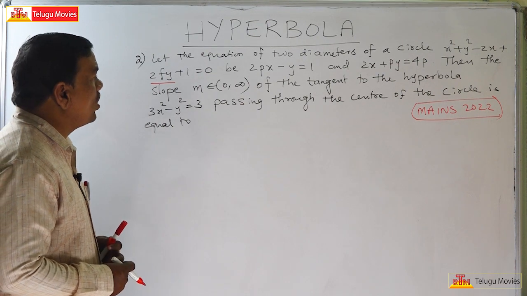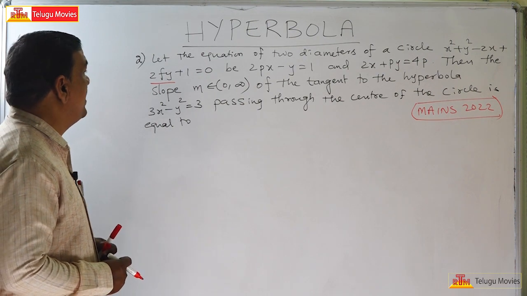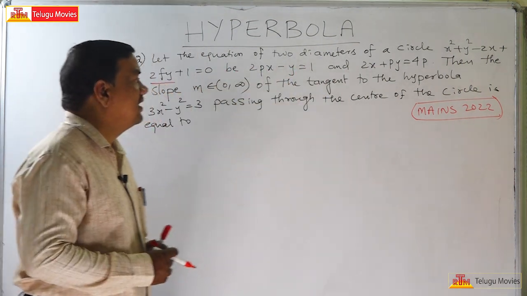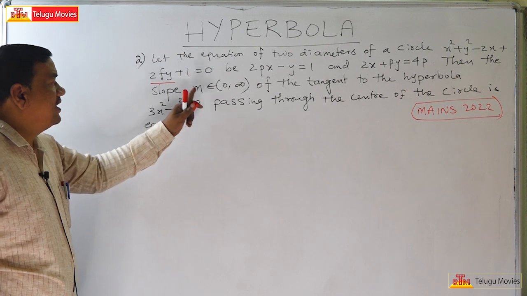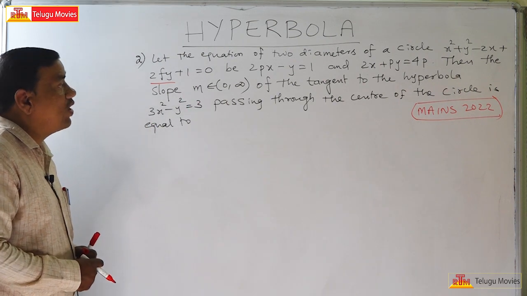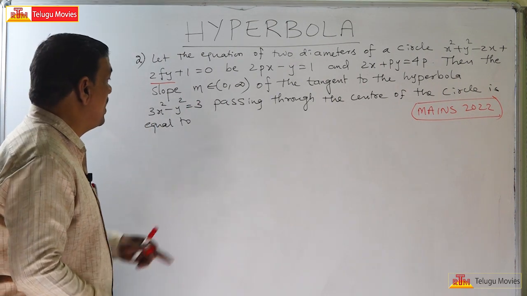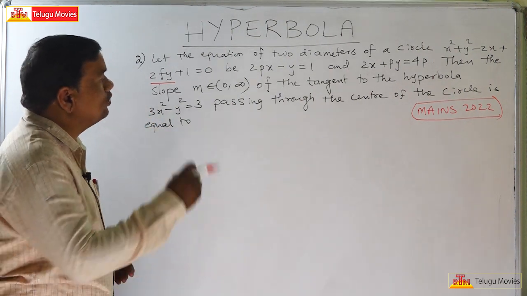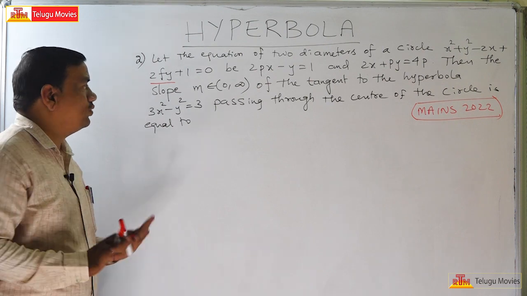Let the equation of two diameters of a circle be these two. Then the slope m belongs to 0 to infinity of the tangent to the hyperbola 3x square minus y square is equal to 3 passing through the center of the circle is equal to, right.